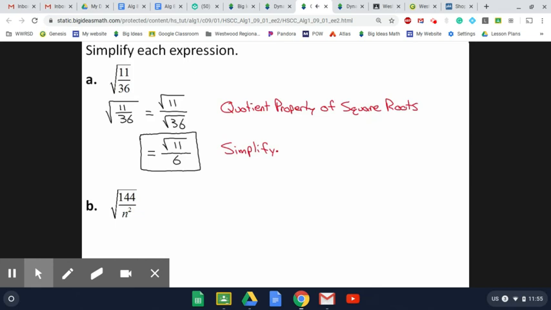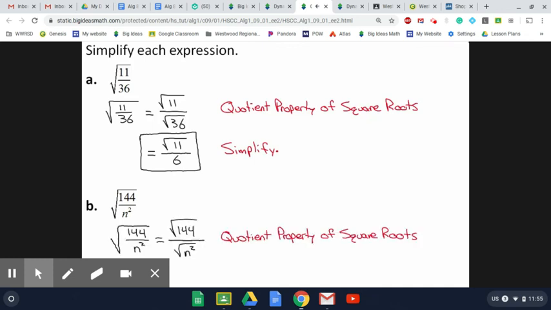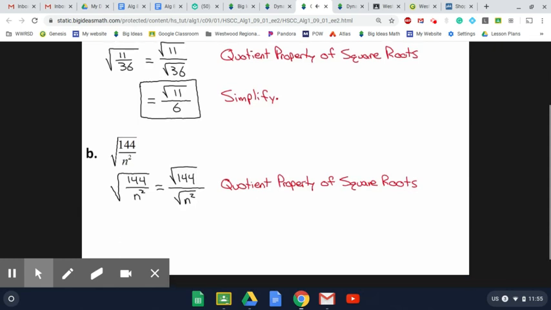Part B, the square root of the quantity 144 divided by n squared. First, use the quotient property of square roots. The square root of the quantity 144 divided by n squared equals the square root of 144 divided by the square root of n squared. Because the square root of 144 equals 12 and the square root of n squared equals n, the expression simplifies to 12 divided by n.